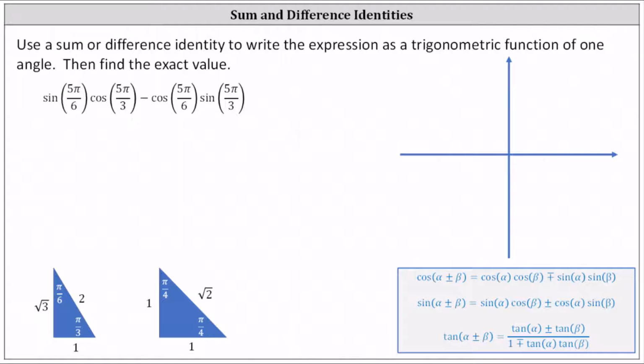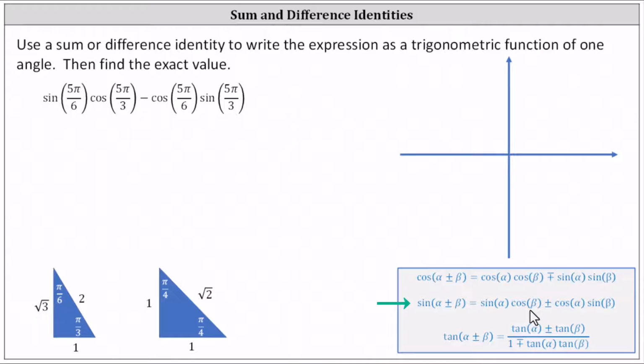Looking at the identities below, because we have sine times cosine minus cosine times sine, we'll be using the sum or difference identity for the sine function shown here, where notice alpha equals 5 pi divided by 6 and beta equals 5 pi divided by 3.